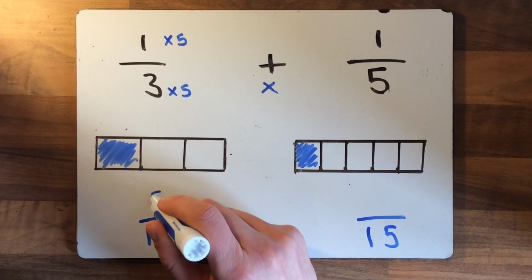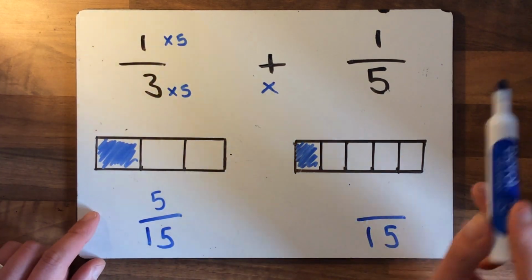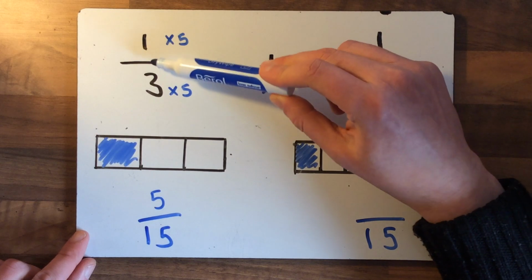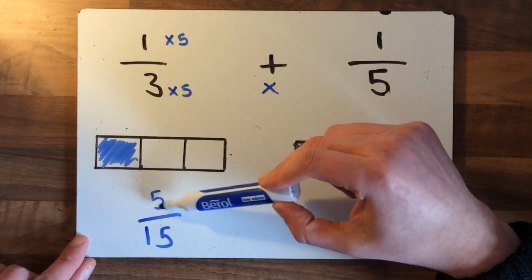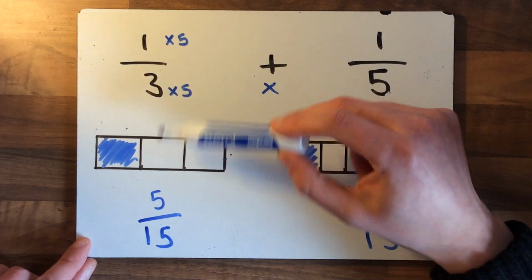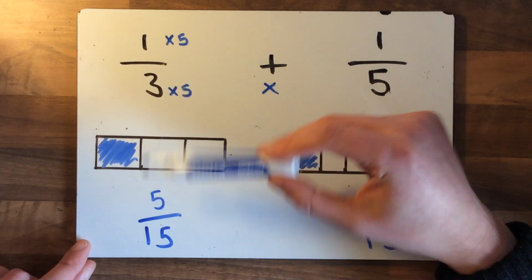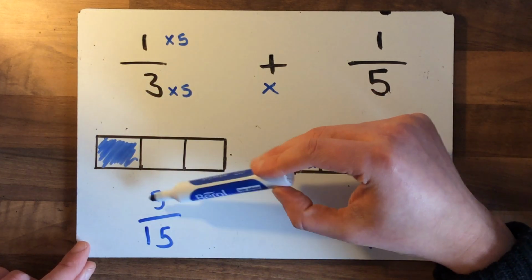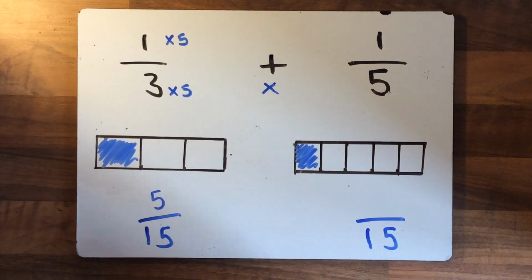So 1 times 5 is 5. Now at this point, it's really important that you understand that a third is identical in size to 5/15. These 2 fractions are identical. I've just made them into an equivalent fraction with the denominator as 15.